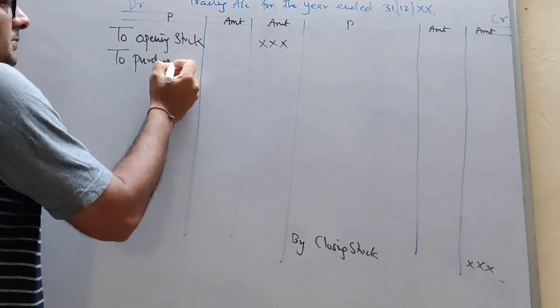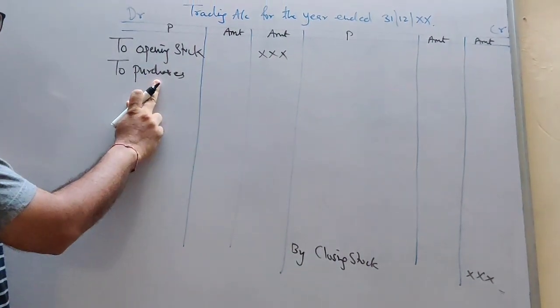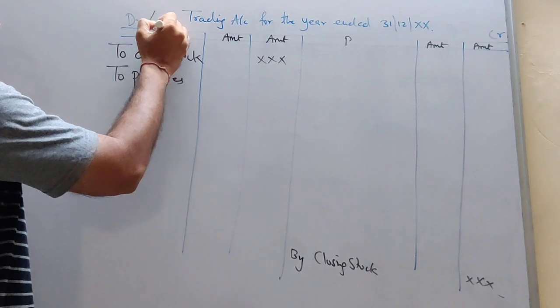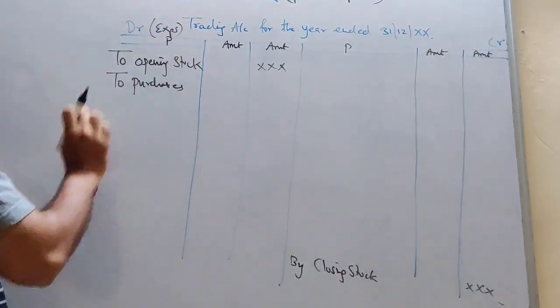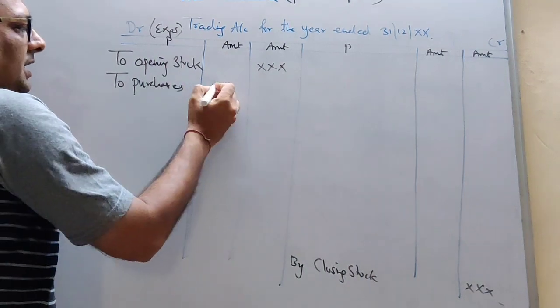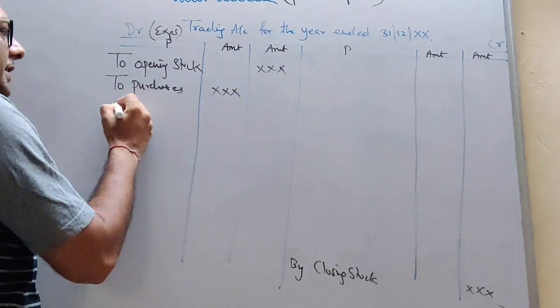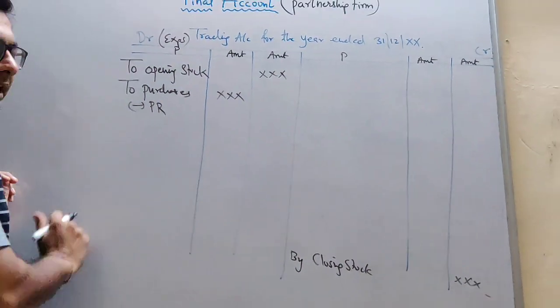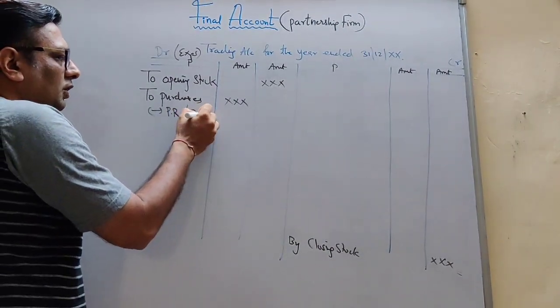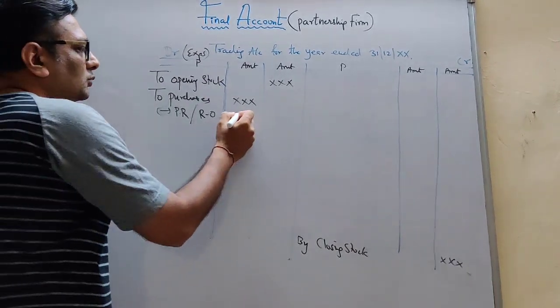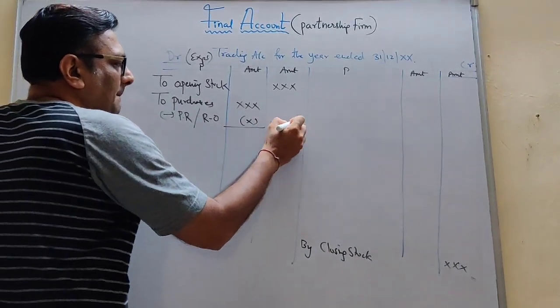Why do purchases come on the debit side? Because purchases are your expenses. So on the debit side you are going to record expenses. So purchases are my expenses. I will record them on the debit side, and from purchases you have to minus purchase return, which is also called return outward. You have to minus this.